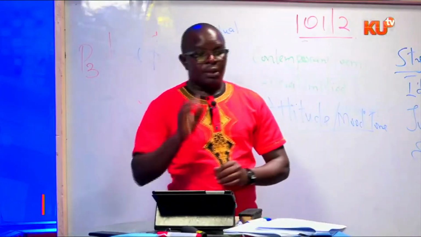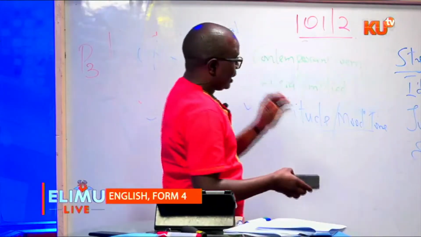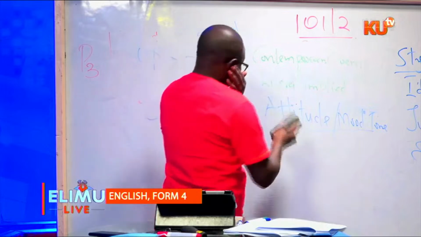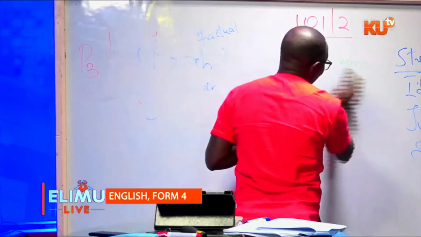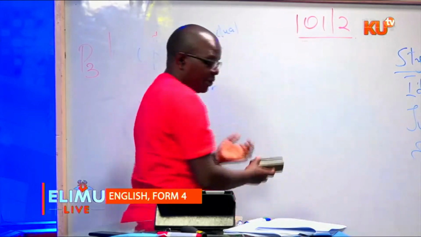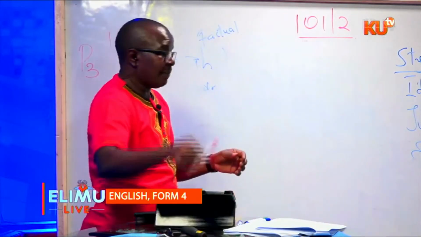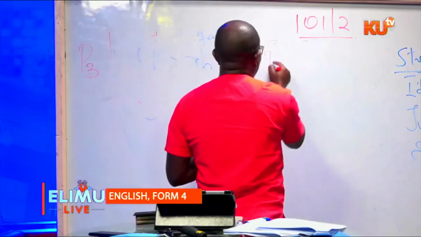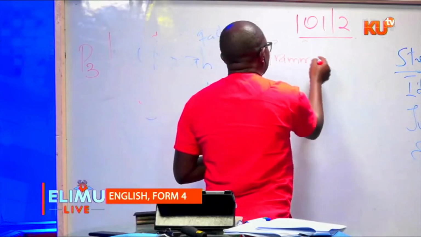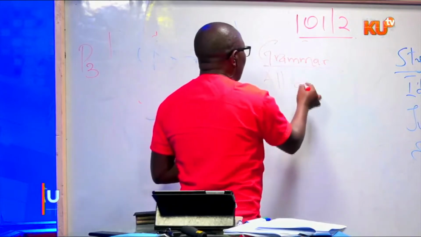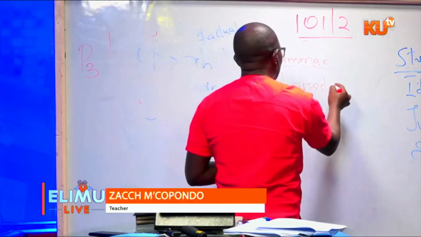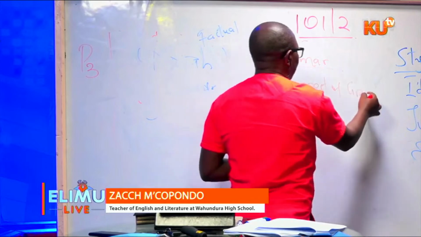So the fourth part of this paper carries 15 marks and is very critical. This is where most students get almost nothing, not because it is technical, but simply because of carelessness. Grammar. Under grammar, remember we use all aspects of grammar.